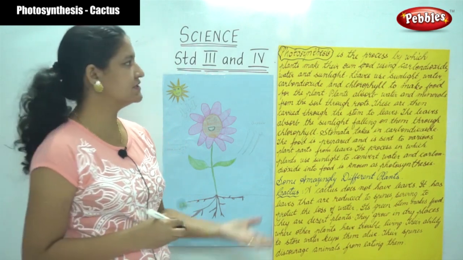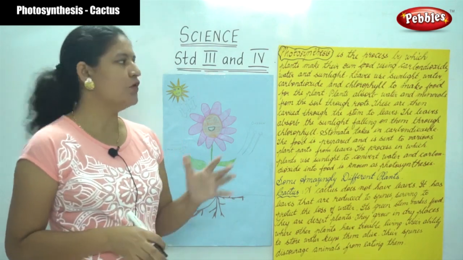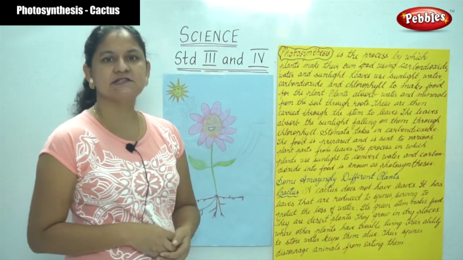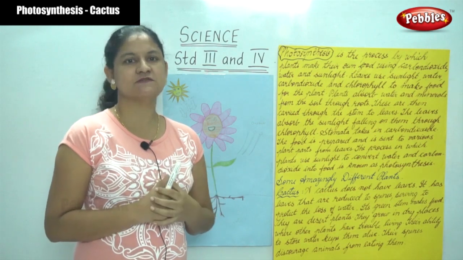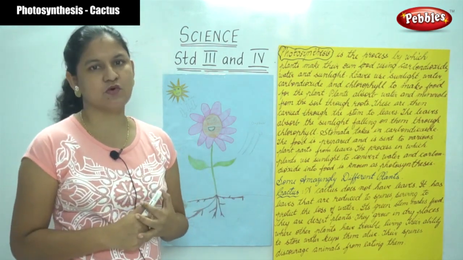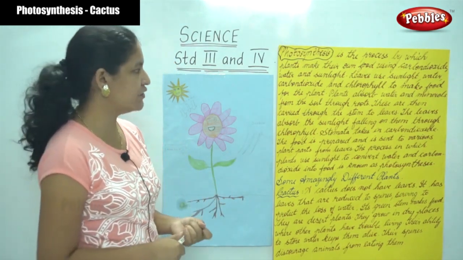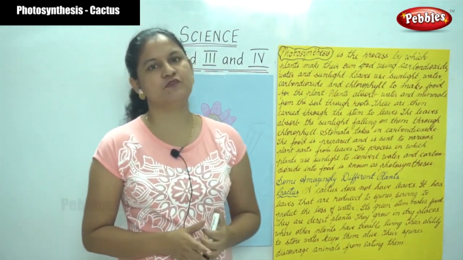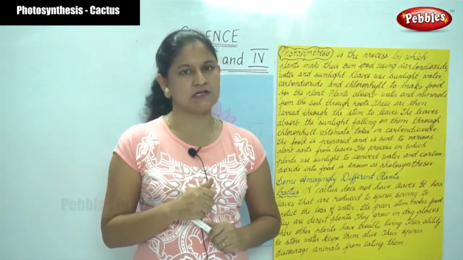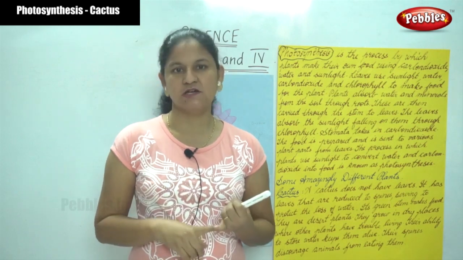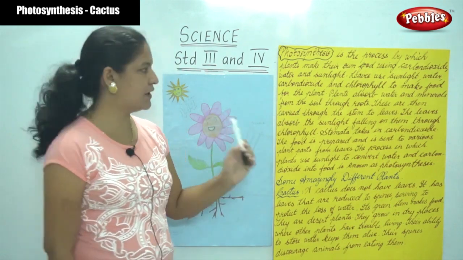So photosynthesis is the process by which plants make their own food using water, carbon dioxide and sunlight. Sunlight is the most important part, wherein only in the presence of sunlight can a plant prepare its own food. Leaves use sunlight, water, carbon dioxide and chlorophyll to make food for the plant. So we have already seen that leaves are the food factory, the kitchen of the plant. So the leaves take in water, carbon dioxide, sunlight and chlorophyll to make food for the plant.